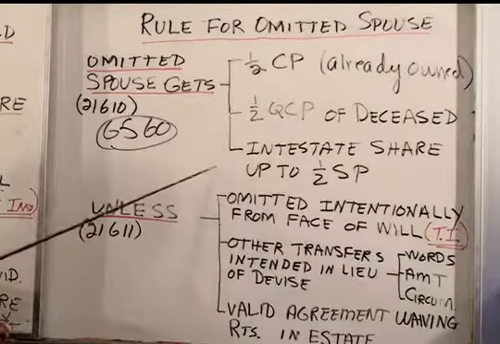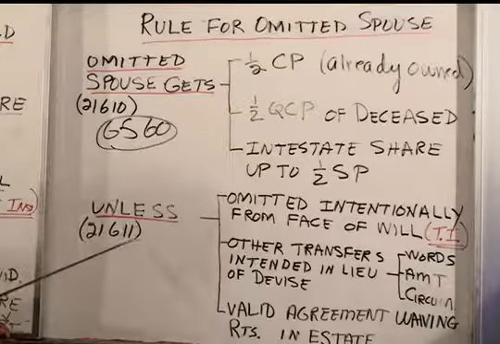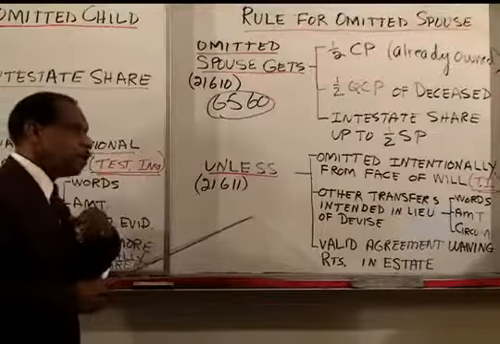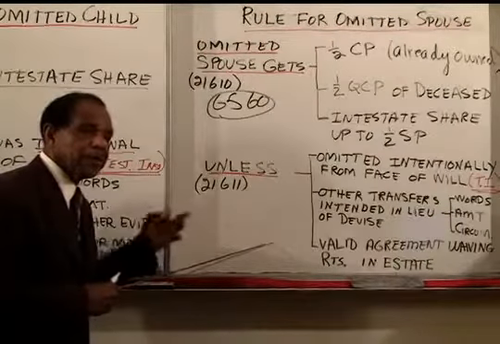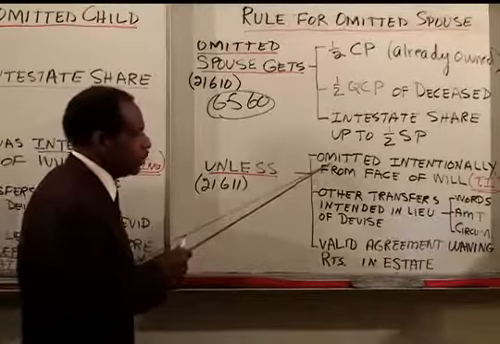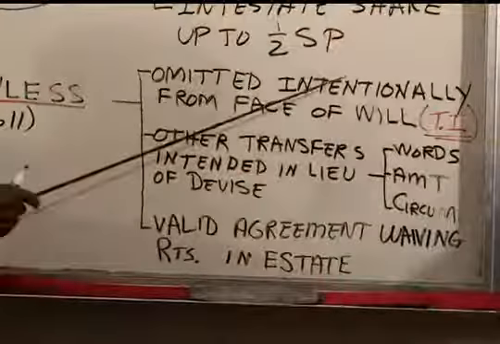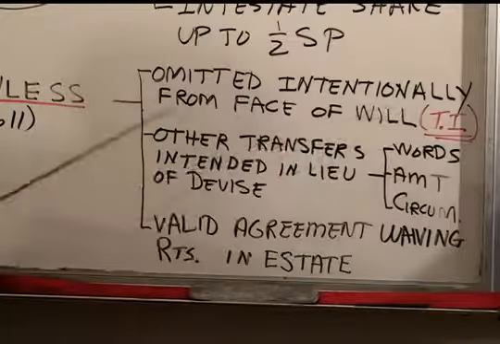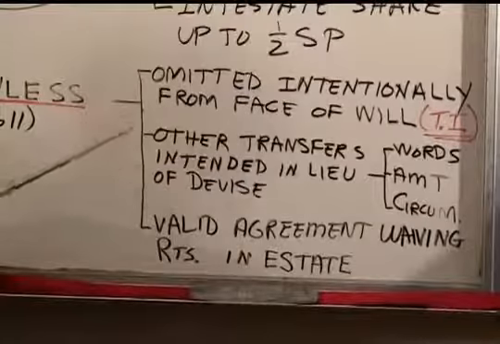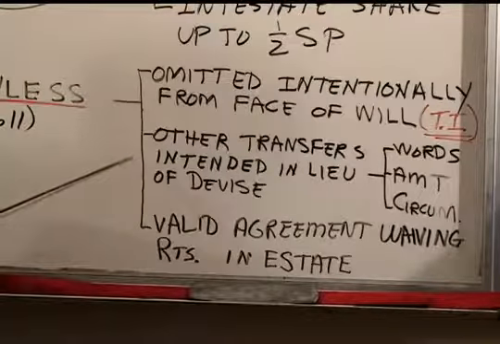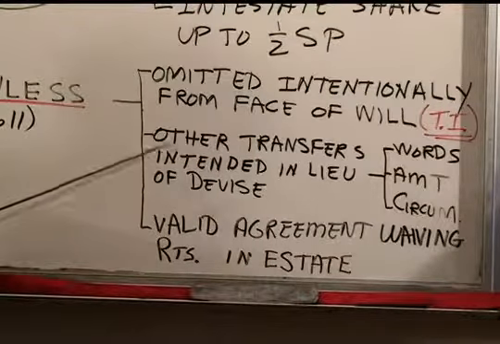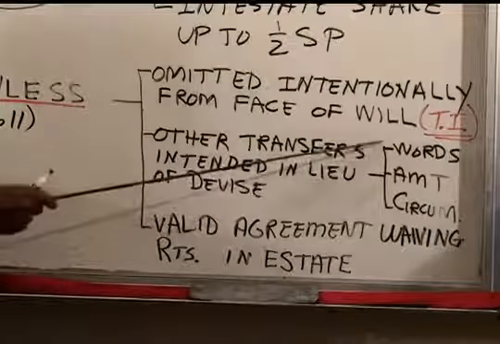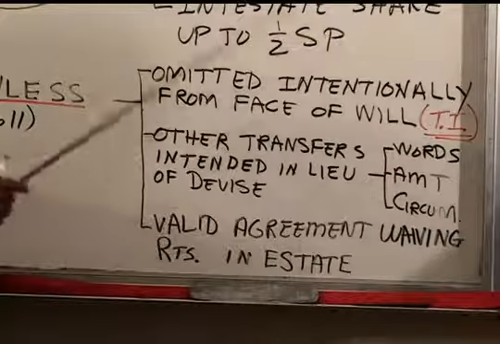But they only get this, unless, and the unless is always going to be that either you didn't want the person to get anything or you've already provided for them. And number one here is just like the omitted child. Omitted intentionally, and that shows on the face of the will or testamentary instrument. So that says you didn't want the omitted spouse to get anything, and this is the one where you've already given them something. Other transfers that are intended to be in lieu of a device, and you can prove it was intended to be in lieu by words or amount of money or other circumstances.